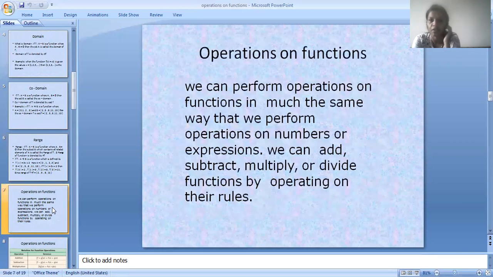Operation of a function. We can perform operations on a function in much the same way that we perform operations on a number or expression. We can add, subtract, multiply and divide functions by applying the operation rules.